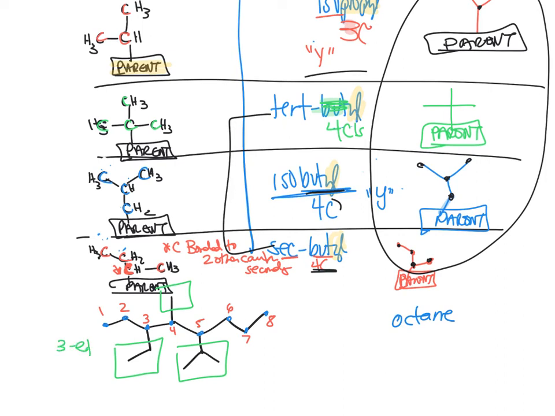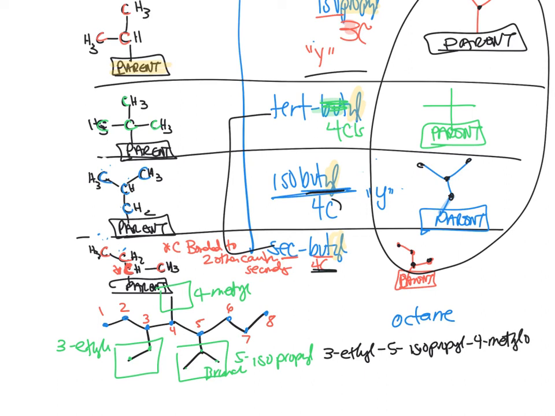Here is 3-ethyl, 4-methyl, and this is one of your branched. You see it has 3 carbons, isopropyl, okay, and that's 5. So 5-isopropyl. You have to do these in alphabetical order. So you would write 3-ethyl-5-isopropyl-4-methyl octane. And that's how you would name that.